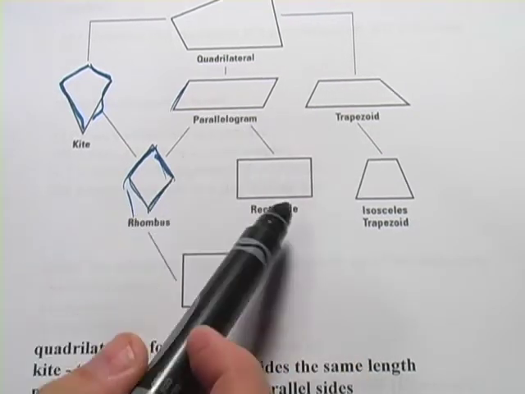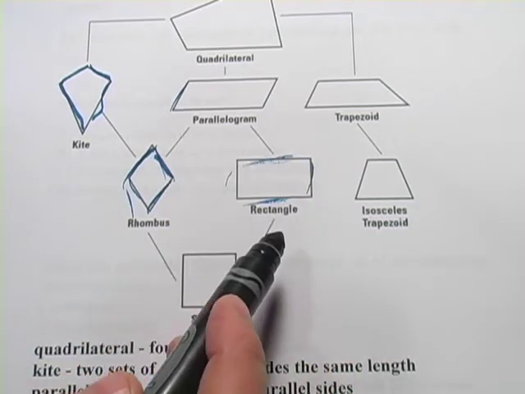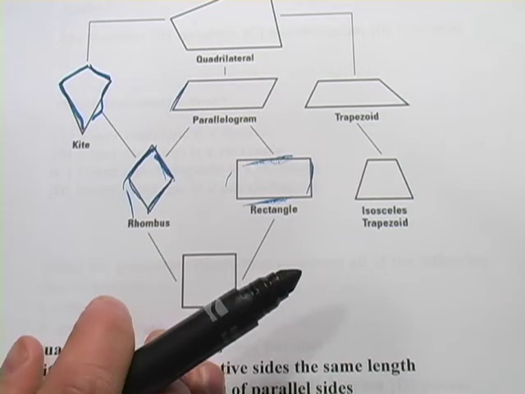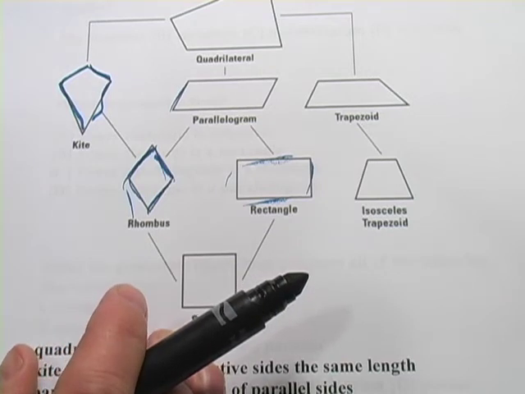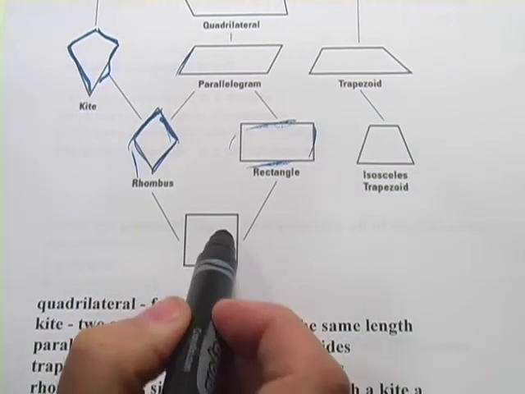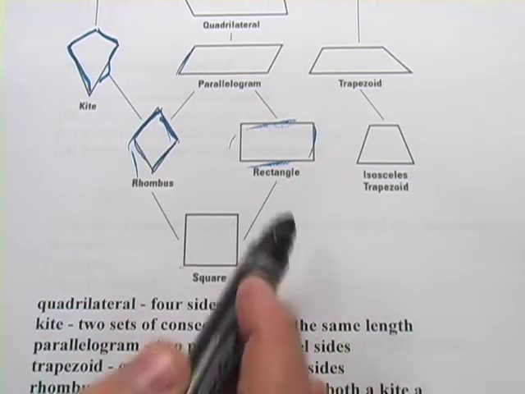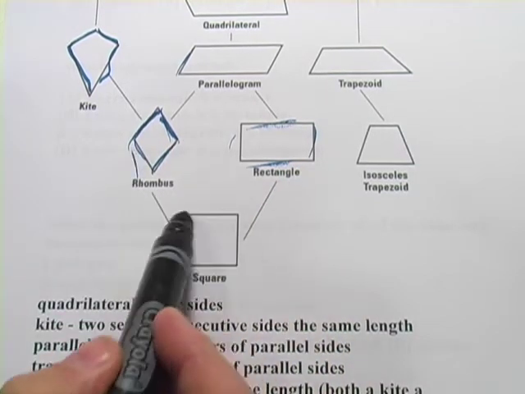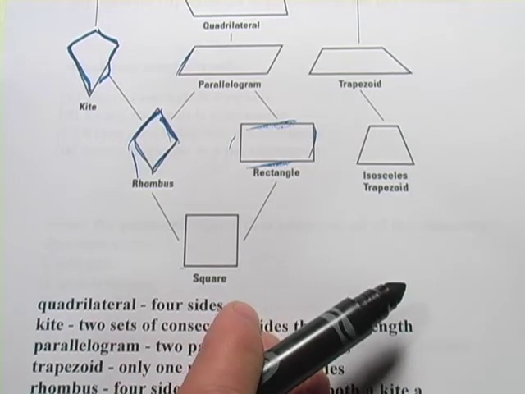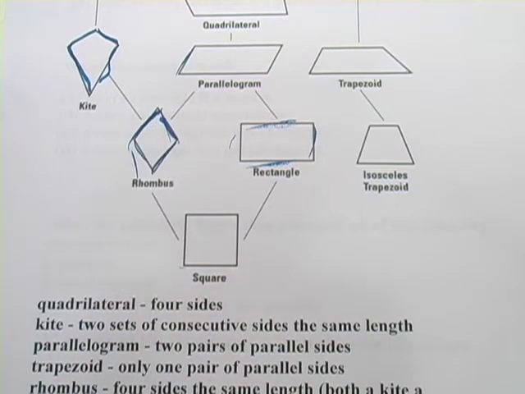A rectangle is really a type of parallelogram because it still has 2 sets of sides that are parallel to each other. They just also happen to have 4 right angles, and that's what defines a rectangle. And then a square is really both a rhombus and a rectangle. It's got 4 right angles. It's got 2 sets of sides that are parallel to each other, so it's a parallelogram. And it's also got consecutive sides that are the same length. So a square is really a rhombus and a rectangle and a parallelogram.